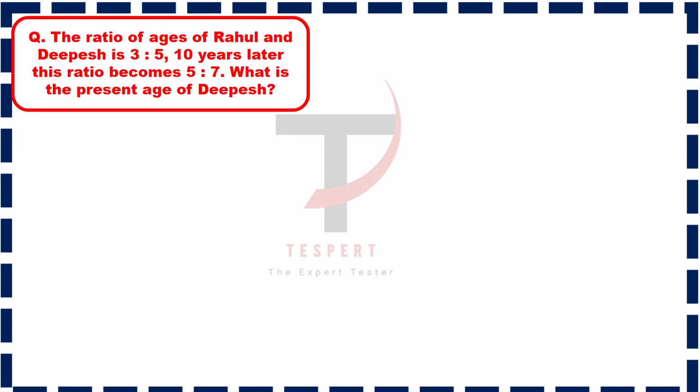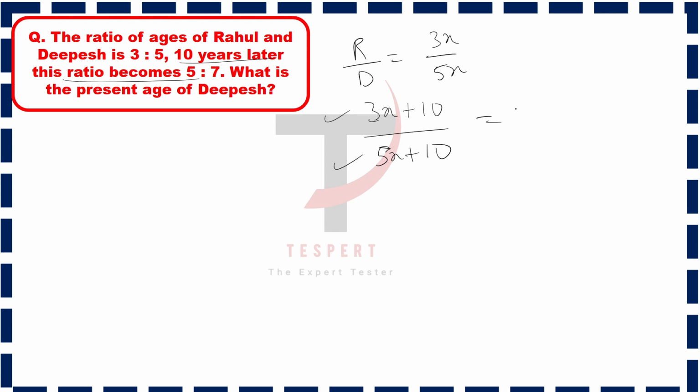The ratio of ages of Rahul and Deepesh is 3:5. 10 years later, the ratio becomes 5:7. What is the present age of Deepesh? So the ratio of Rahul and Deepesh is 3x and 5x, because 3:5 can be taken as 3x and 5x. And now 10 years later the ratio becomes 5:7. So 10 years later means 3x plus 10 years and 5x plus 10 years, right? This is for Rahul, this is for Deepesh, and the respective ratio will be 5/7.